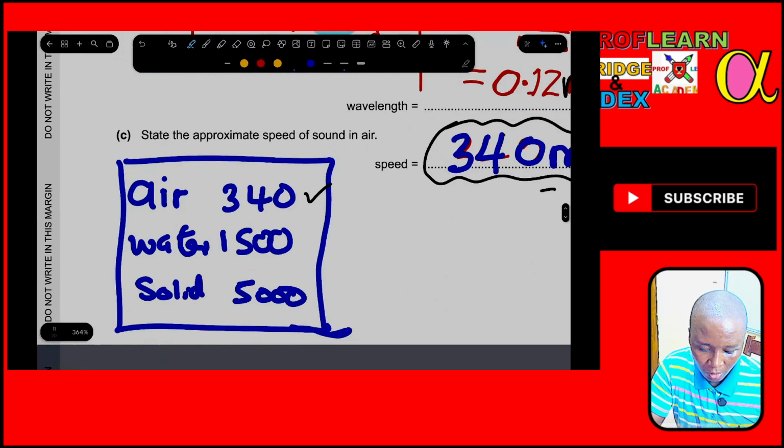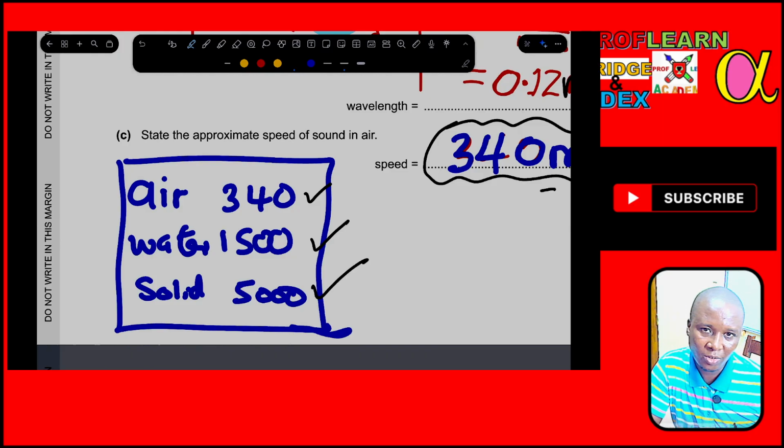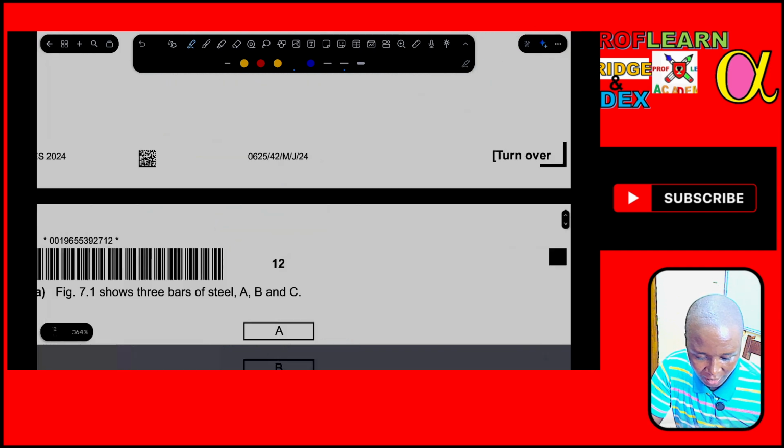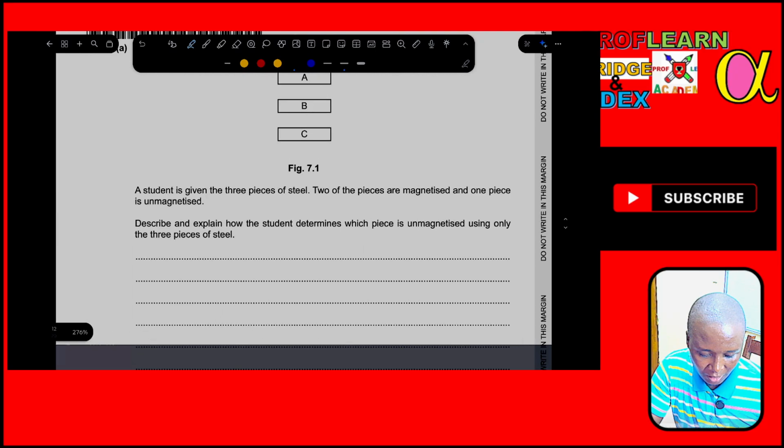In a liquid or water it is around 1,500. If you are going to be asked about a solid, it is around 5,000. So those are some of the concepts that you really need to understand as far as this particular question is concerned.